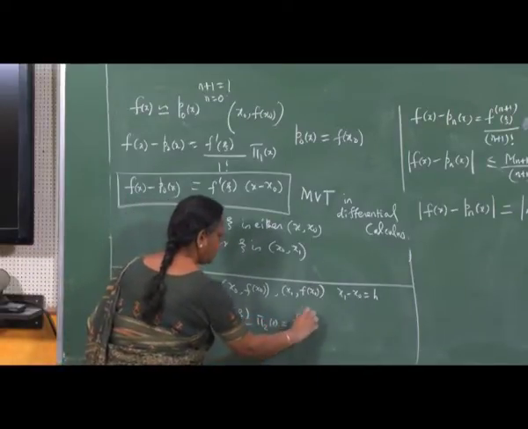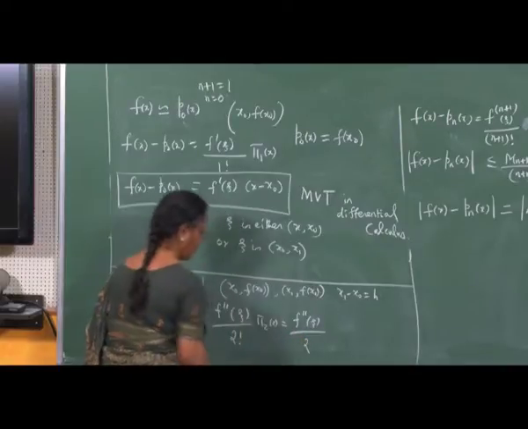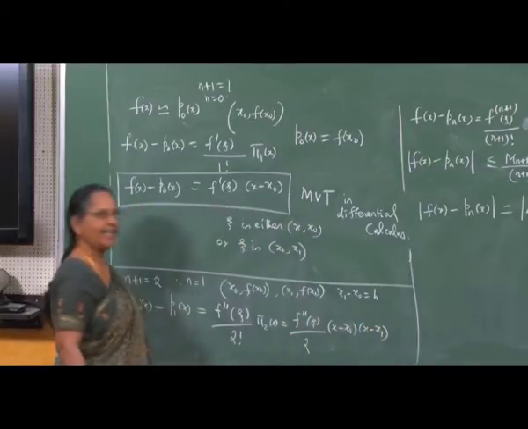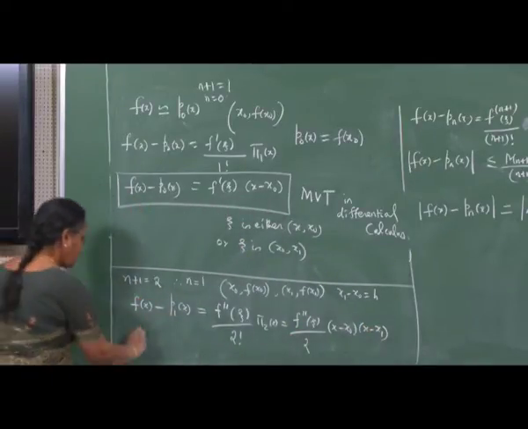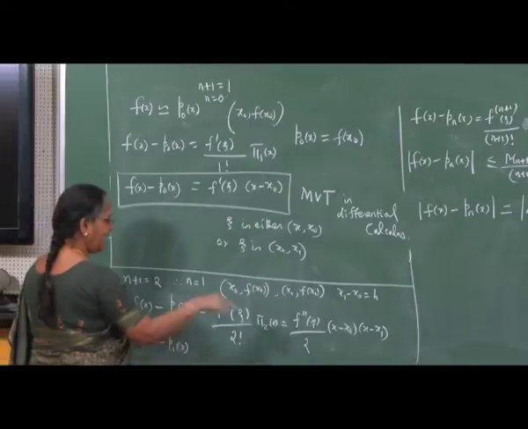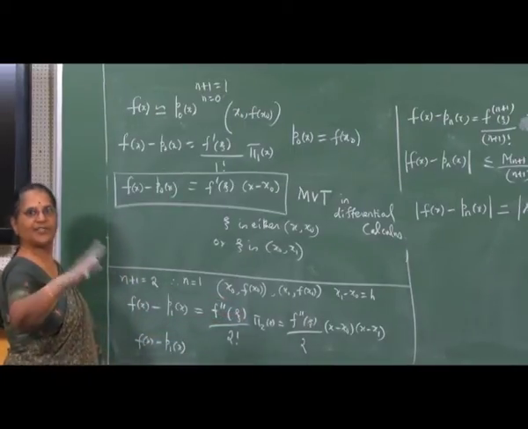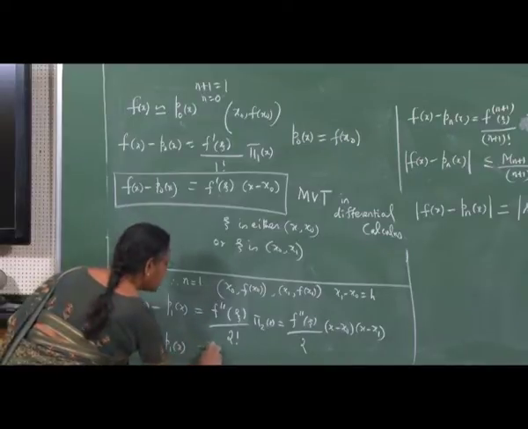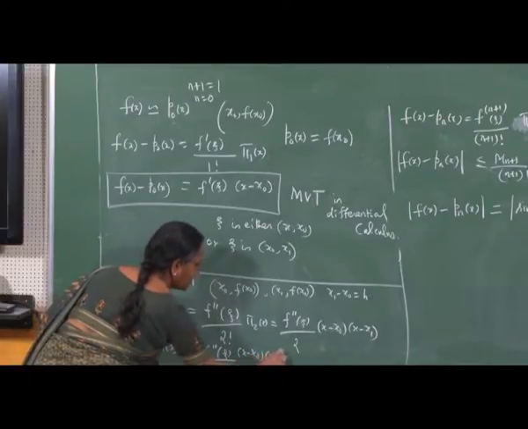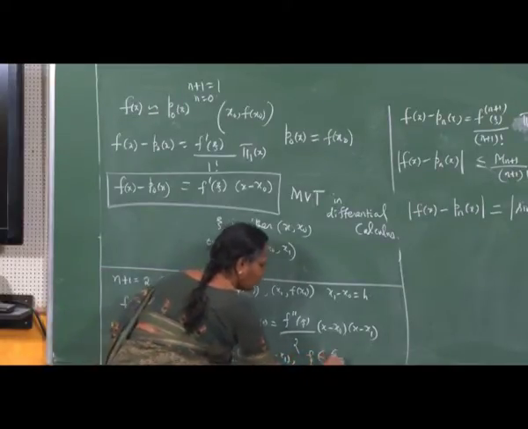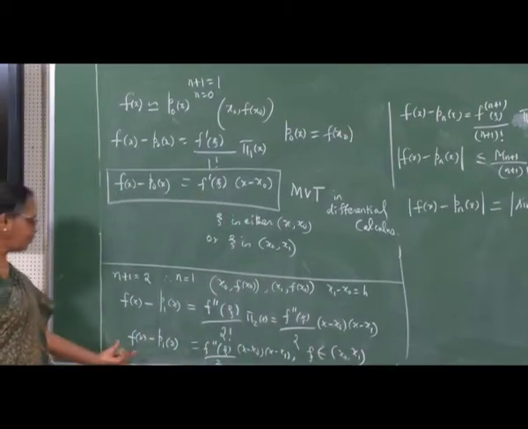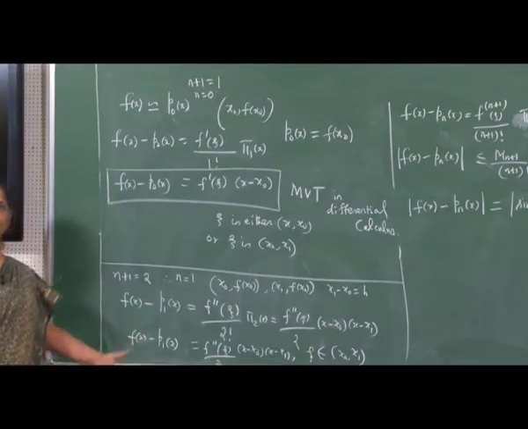So, what is it? It is f double prime at psi by 2 factorial into pi 2 of x, which will be x minus x naught into x minus x 1. So, this gives me the error in interpolation at any x which belongs to the interval x naught to x 1, and that is f double dashed at psi by 2 into x minus x naught into x minus x 1, and where does psi belong to? It belongs to the interval x naught to x 1. So, can you give the bound on this error.